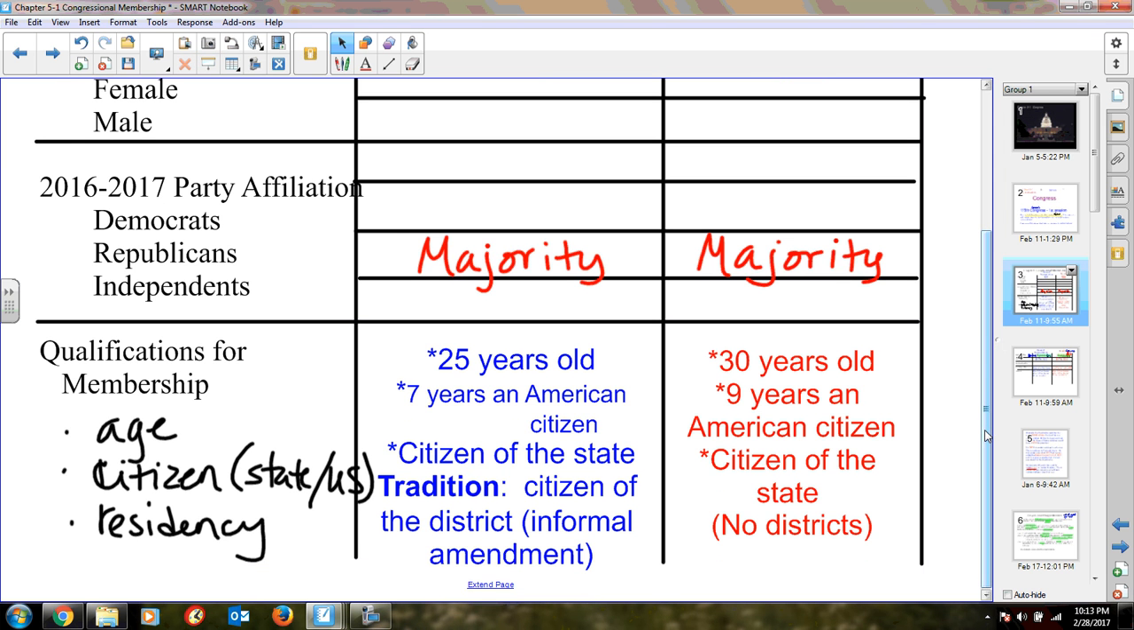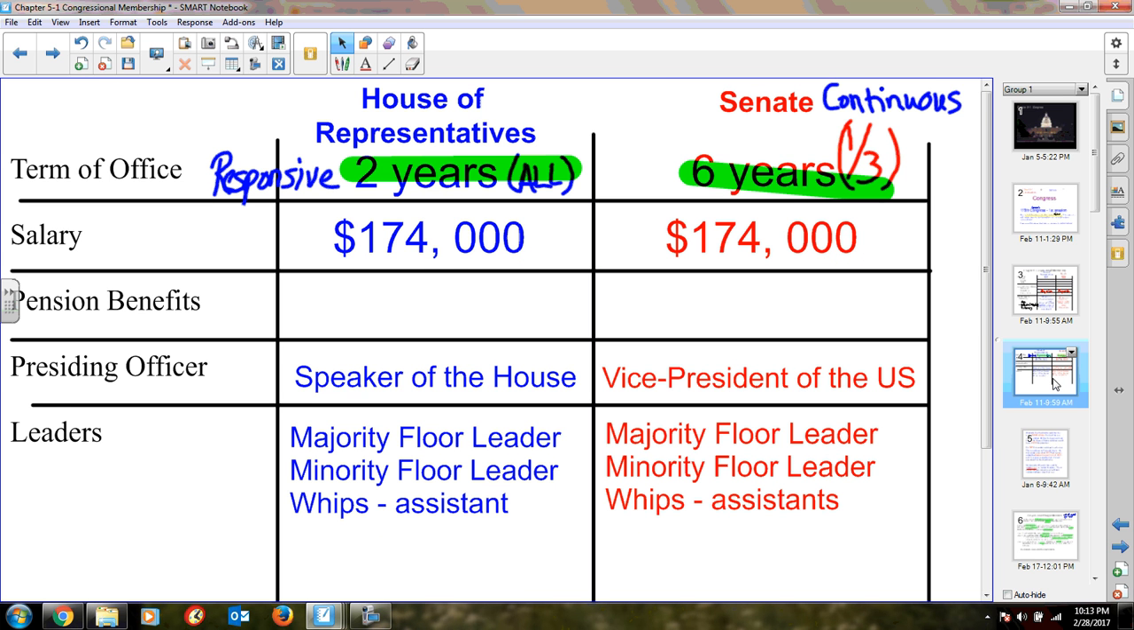And qualifications. So what if you want to be a House member? There is age, citizenship, and residency. This is what we look at. In the House, you have to be 25 years old, and you have to be a U.S. citizen for the last 7 years. And you have to be a citizen of the state that you represent. In the House of Representatives, it also is an informal amendment that says that you have to live in and be a citizen of the district you represent. In the Senate, you just have to be a citizen of the state because there are no districts when you're talking about the Senate. They are voted at large.